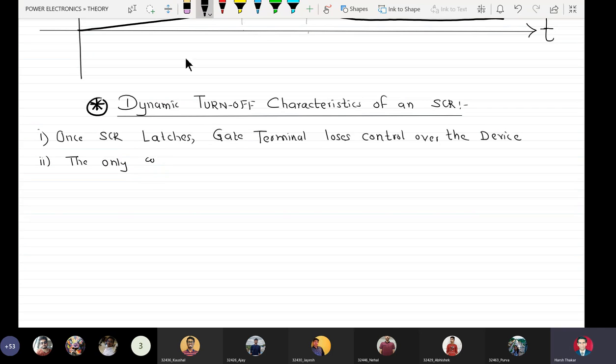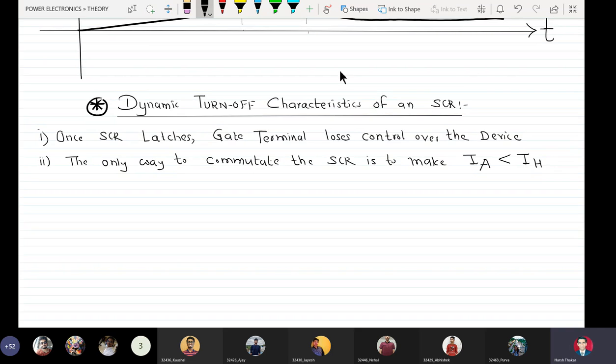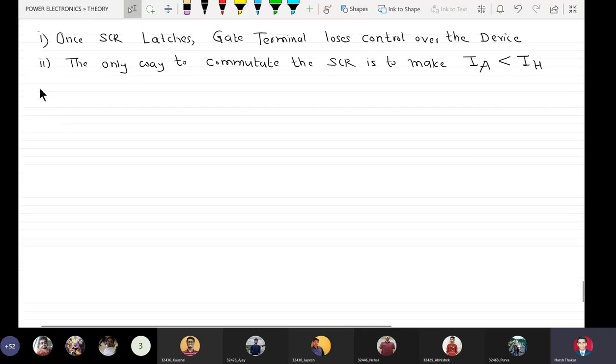The only way to commutate the SCR is to make the anode current IA less than the holding current. This we already know.